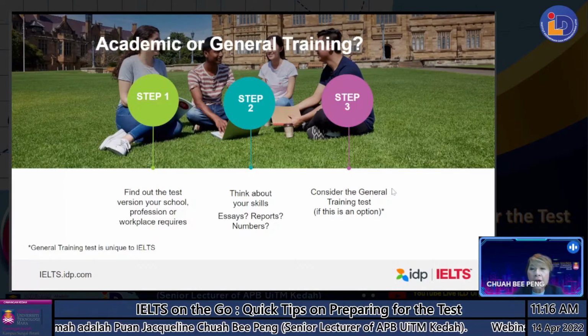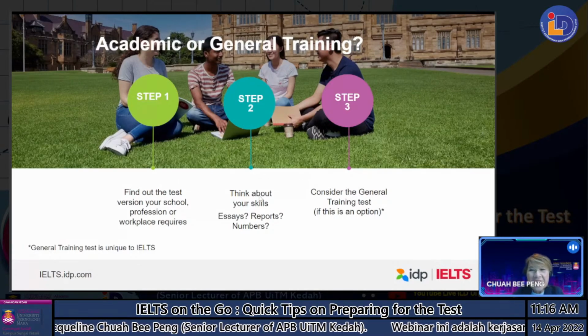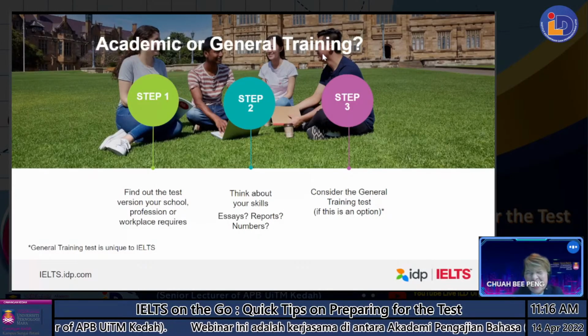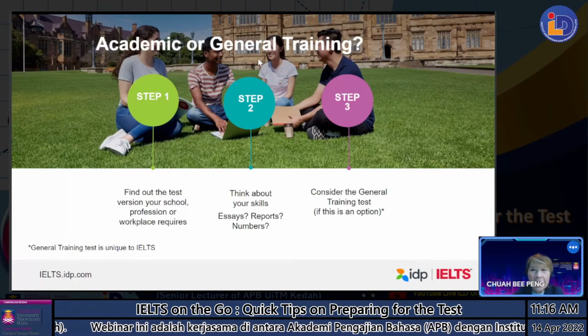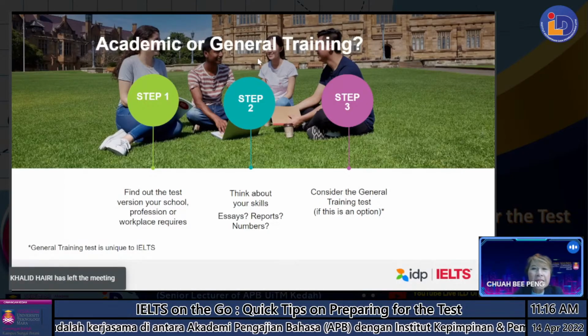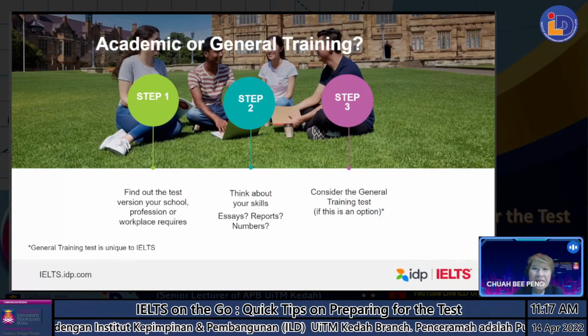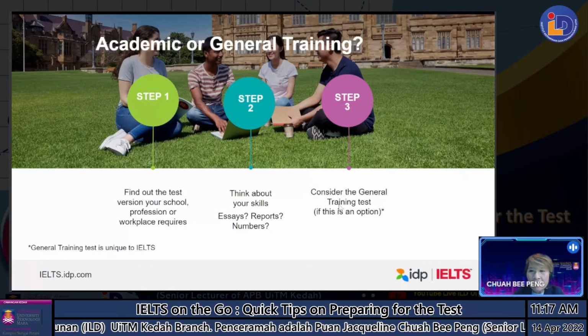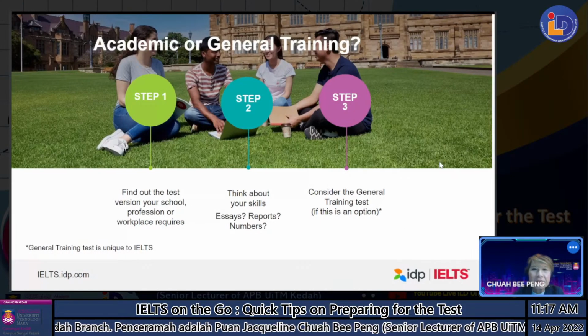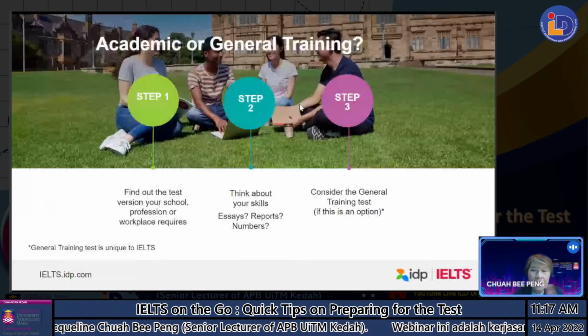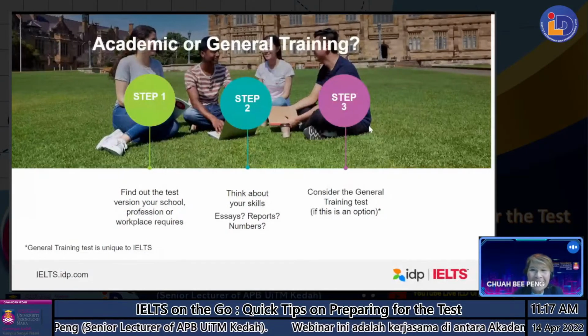And then if, like I said, you have an option, always go for general training, because the reading section and the writing section will be slightly easier. So that is the tip. Yeah, so I hope everyone will take this to their advantage. But it doesn't mean that you can just hop onto it and take general training. Again, like I said, confirm.